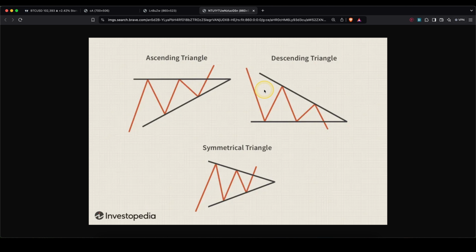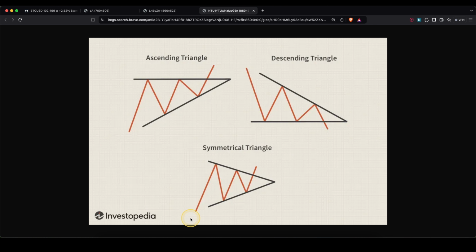In a descending triangle, it's just the opposite way around. We have down here this support zone and then the trend line that goes down. So we touch the lower line multiple times, get squeezed into it, and then break out to the downside. On the other hand, we have the symmetrical triangle. So here the top and the bottom line go towards each other. So there's no horizontal line in here, and the price gets squeezed in here and can also break up or down.